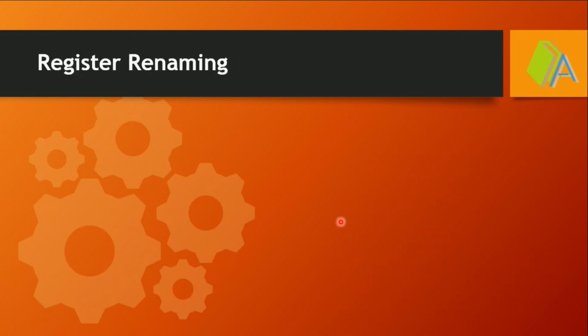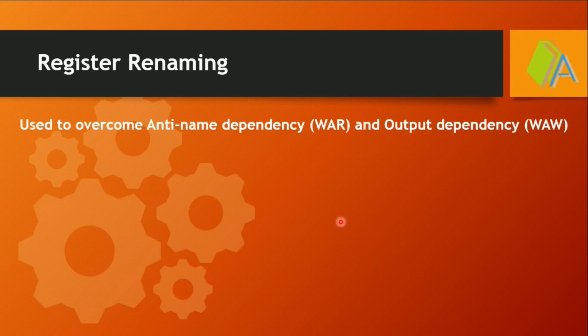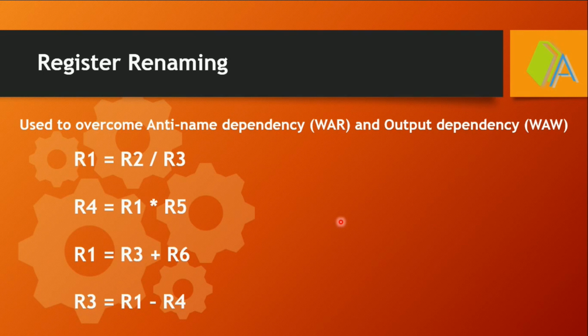Register renaming is another mechanism used by the compiler in order to overcome output dependency as well as anti-name dependency. True name dependency can be overcome only by adopting a forwarding mechanism or instruction reordering. But we are able to overcome anti-name dependency or output name dependency only by register renaming. This is done by the compiler during scheduling.